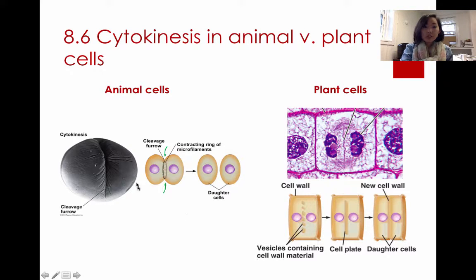Here's a picture. You can see this is the cleavage furrow of the animal cell, as it's pinching in, and this picture right here indicates the contractile ring of microfilaments that starts to close off and separate the two cells. Here in this plant cell, you can see the difference, where there's a cell plate, and the cell plate starts to line up and get stronger and eventually fuse with the top and the bottom.